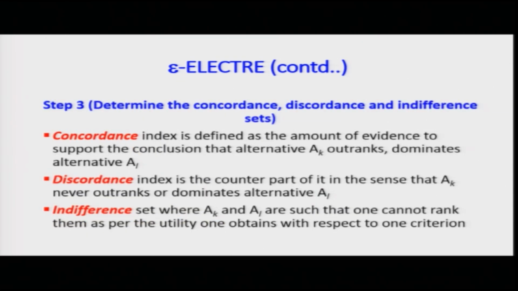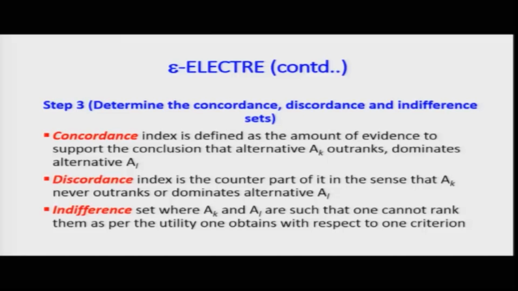Now, in the epsilon ELECTRE method, I told you that we will basically have three different sets based on the indices. One will be the concordance indices, which will give us the concordance set, which is capital C. Then the indifference indices will give us the indifference matrix, which is capital I. And finally, we will have the discordant indices, which will give us the discordant matrix, which is capital D. So, our main task would be to find out capital C, capital I, and capital D.